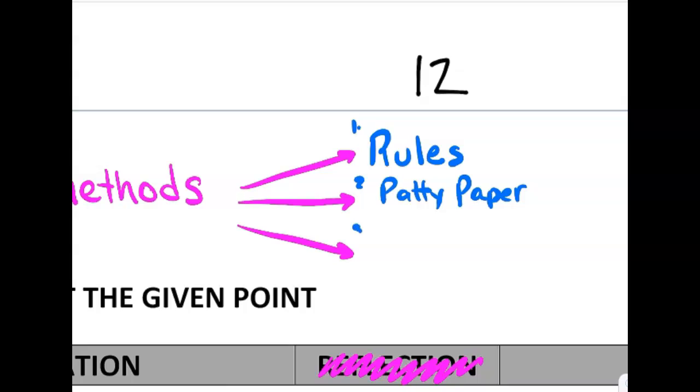And the third way is literally just to turn your paper. This is sort of like patty paper without using the patty paper. You're just going to imagine it had it been rotated, and we're going to show that method as well. So there are three ways to do this.